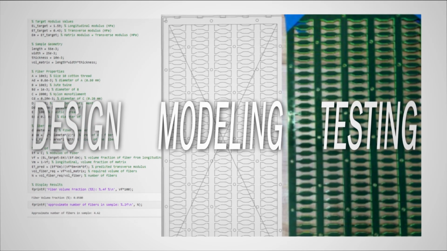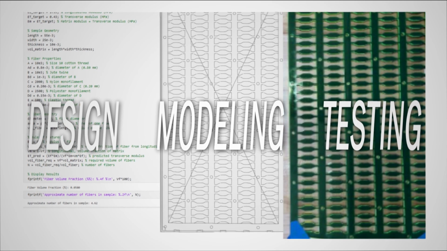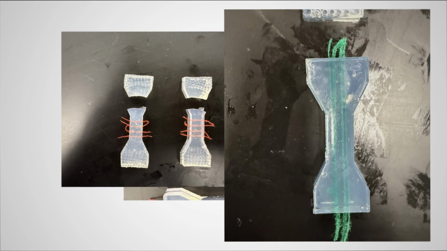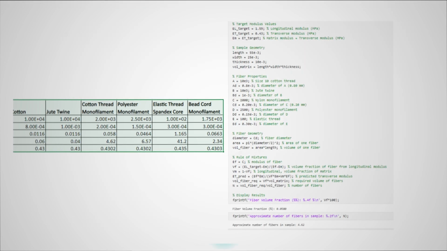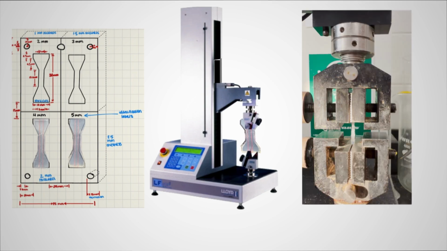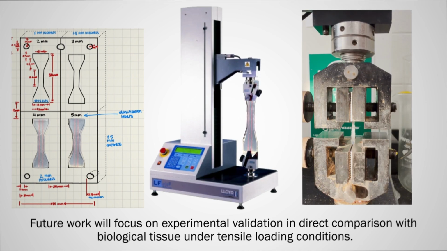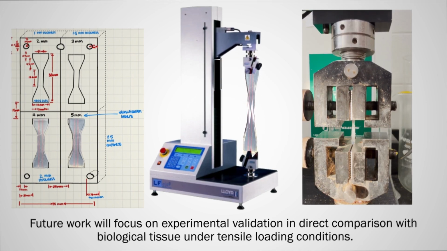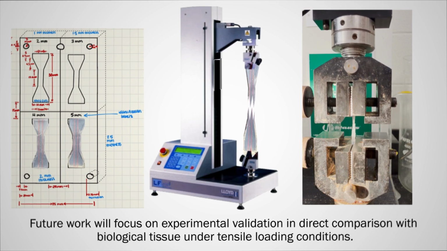Through iterative design, modeling, and materials testing, we developed a tissue phantom capable of addressing the limitations of current biological samples used in BME450W. While this work is primarily design and simulation-based, it establishes a reproducible framework for consistent anisotropic sample fabrication. Future work will focus on experimental validation and direct comparison with biological tissue under tensile loading conditions.